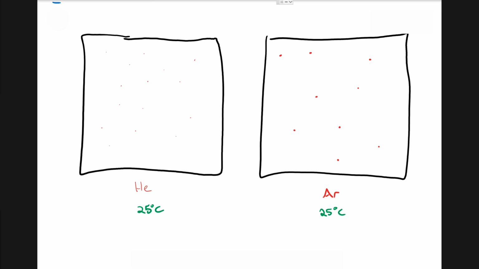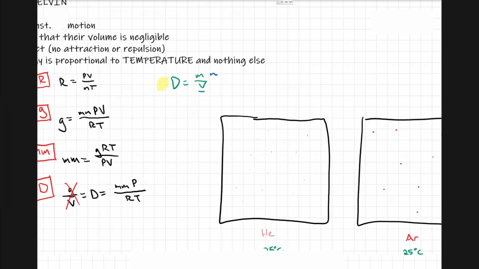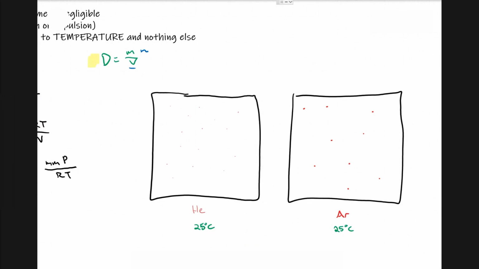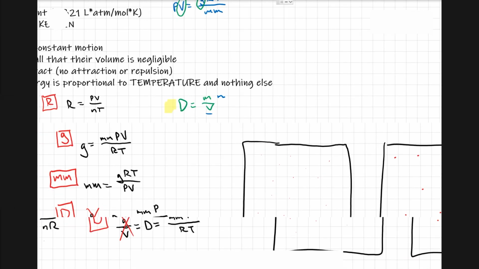Now, a lot of people's knee-jerk reaction is to say, oh, the argon has more energy, because you think about velocity, mass affecting the speed or the total collision force. A lot of people are going to be tricked by that question, and they're going to say that argon has more energy, but it doesn't. The only thing that matters is the temperature. So if helium and argon are at the same temperature, they both have the same average kinetic energy. The only thing that matters when it comes to energy is temperature.